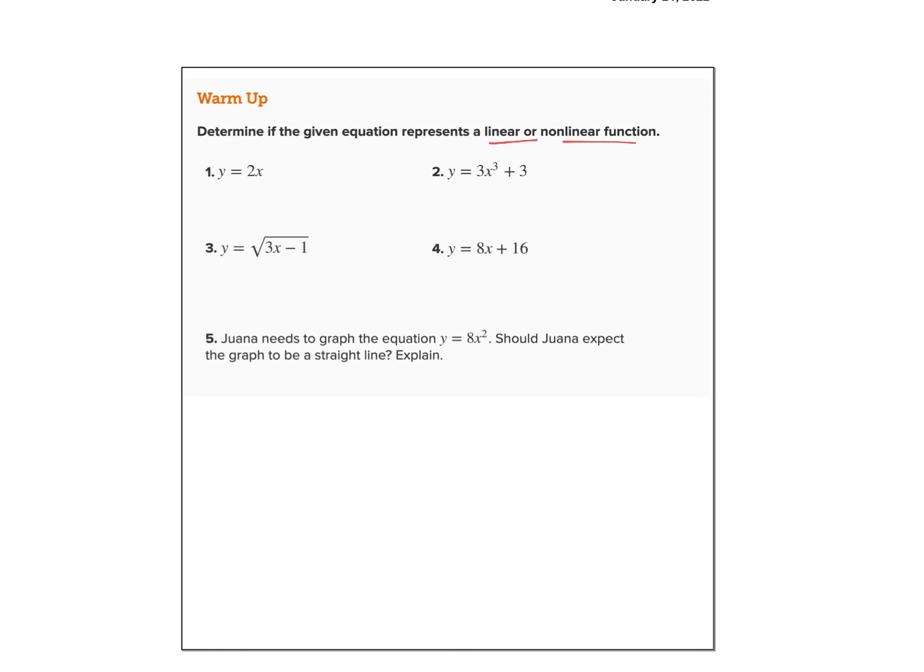All right, so if you guys look at the first one, you can write that in the form y equals mx plus b. There's no exponent with the x besides the number 1. You could put a 1 here. I can put plus 0. So this one is linear.